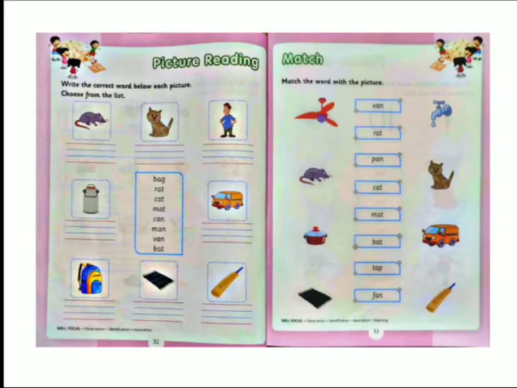Now look at the next page. Match the word with the picture. Here also certain words are given. You have to match the word with the correct picture. And the first one is van. Where is van? Yes, here it is. You have to connect the word and the picture.